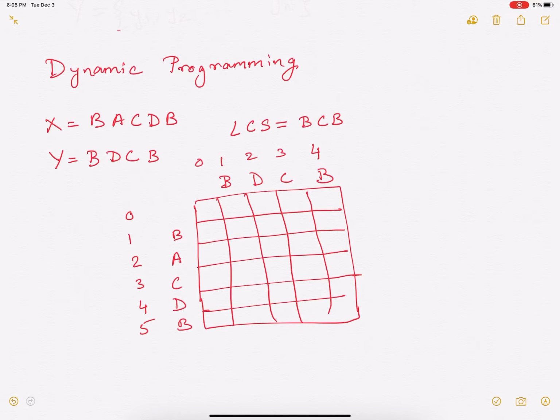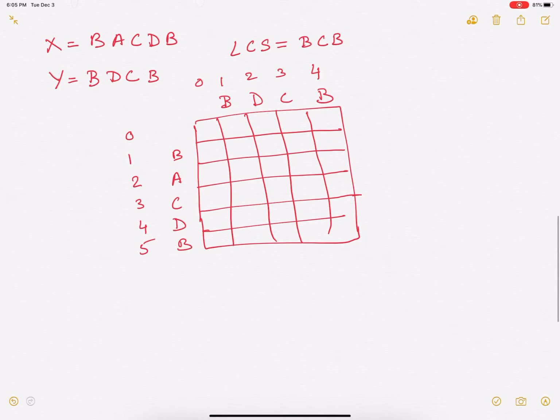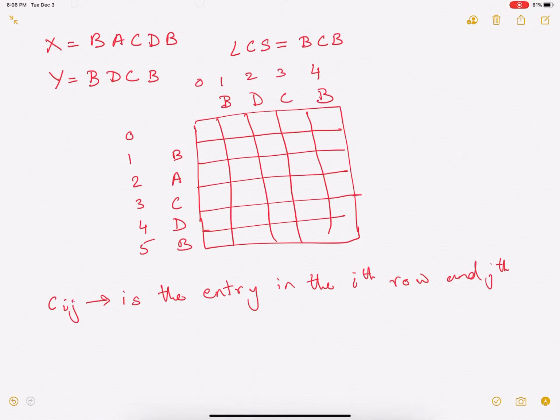Okay, so let us assume that an entry in this table is denoted by Cij. So Cij is the entry in the ith row and jth column. Okay? It's an entry in the ith row and jth column of this table out here. Now, what will Cij store? Or what does Cij stand for? That's the thing that we are going to study.